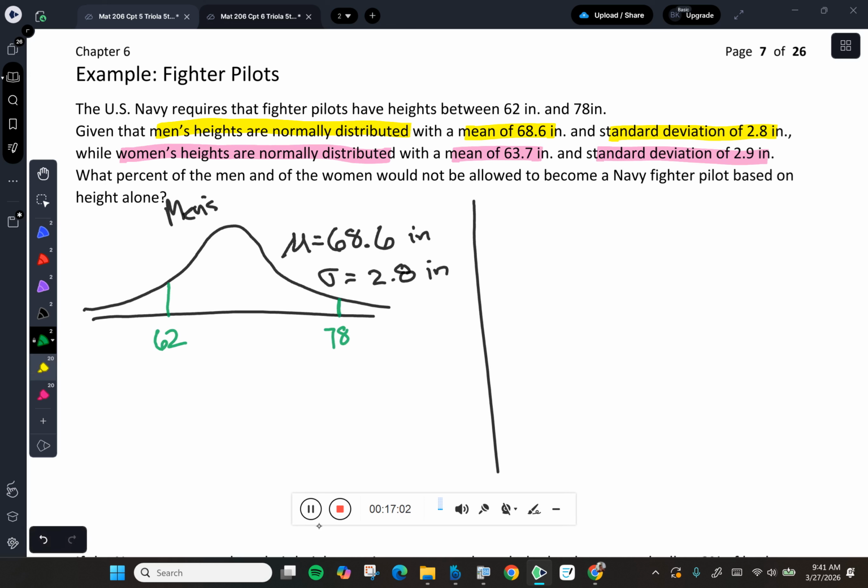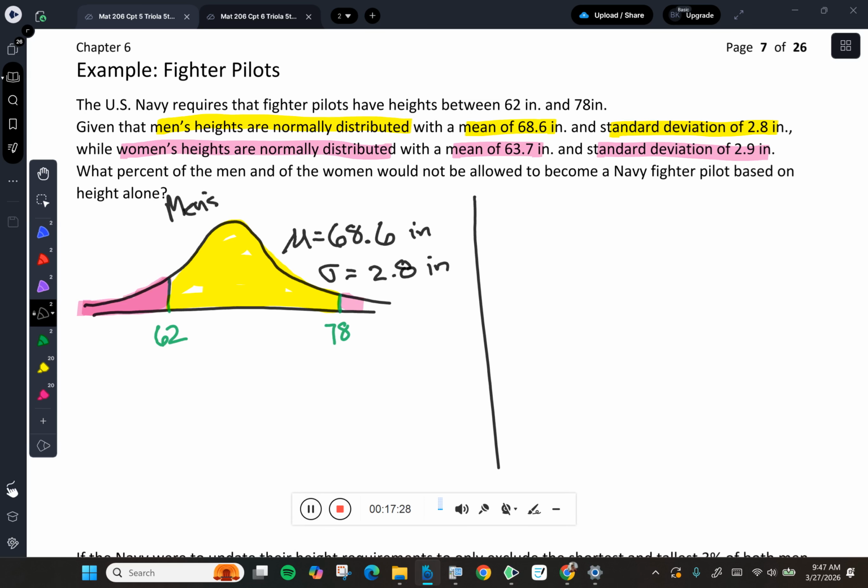This that I'm shading here in yellow, that's going to be all the people who can become fighter pilots. And this is the people that are too short or too tall to become fighter pilots. So we need to find the pink area. But I'm going to treat this problem like I treated that one earlier, where actually what I'm going to do is find the yellow area and then subtract from 1 to find that pink area.